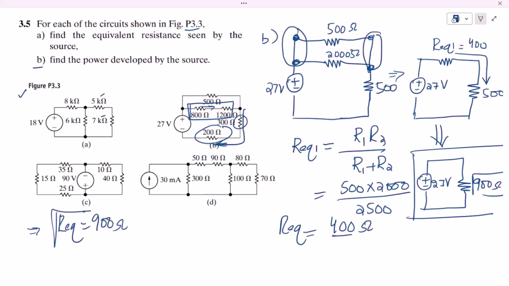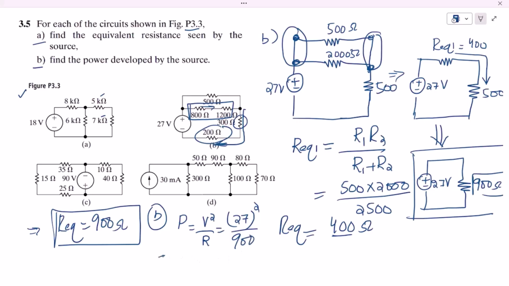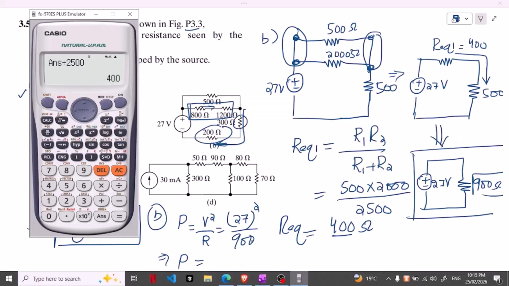This is the solution of part A of my question. In part B, as we have seen previously, the value of power is V square divided by R. The value of V is now 27, whole square. The value of R is 900. So finding it out, it will be what?